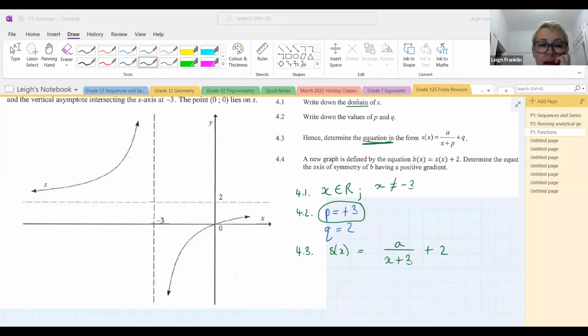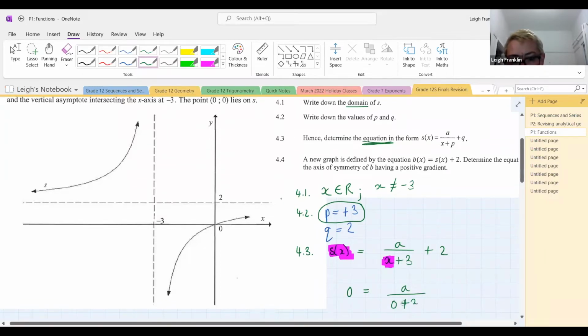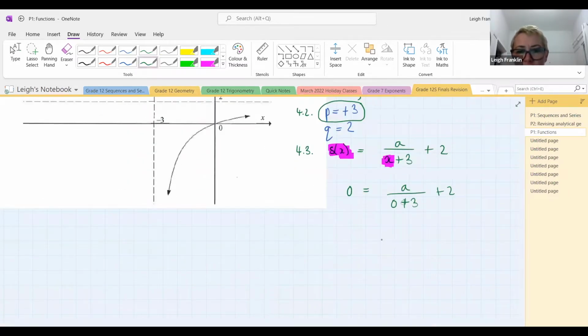So in order to get A, we need to know a point that lies on the line. We have to have an X and a Y to be able to sub in. So what point do we know the hyperbola goes through? The origin. It goes through the origin, quite right. So that means that we can sub in 0 equals A over 0 plus 3 plus 2. So this gives us 0 equals A over 3 plus 2.